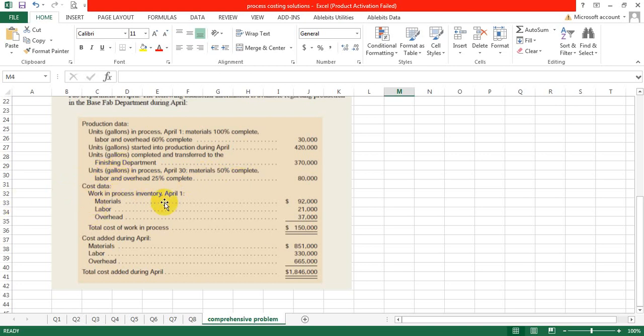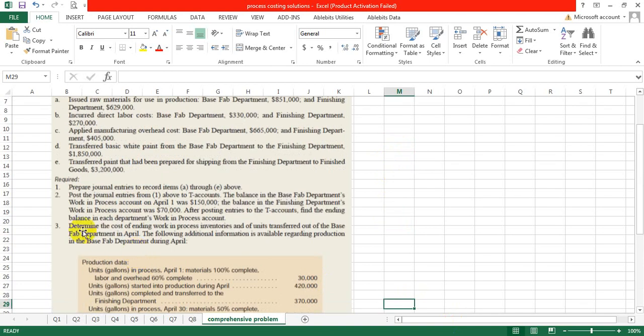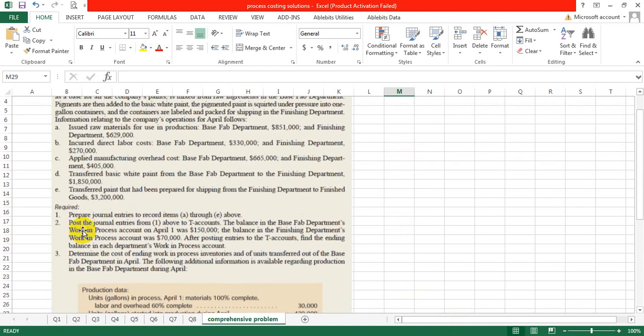Cost data: work in process inventory April 1st, material, labor, overhead, this is the beginning cost you have. Cost added during April: material, labor, overhead, this is the cost added during the period, right? Now we need to first prepare the entries, right? So we will first prepare the entries.